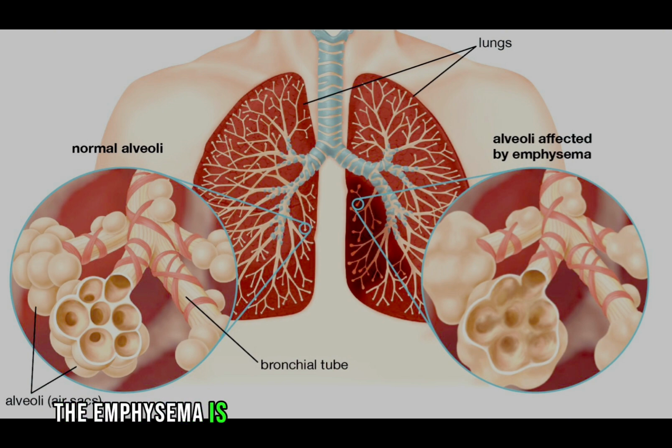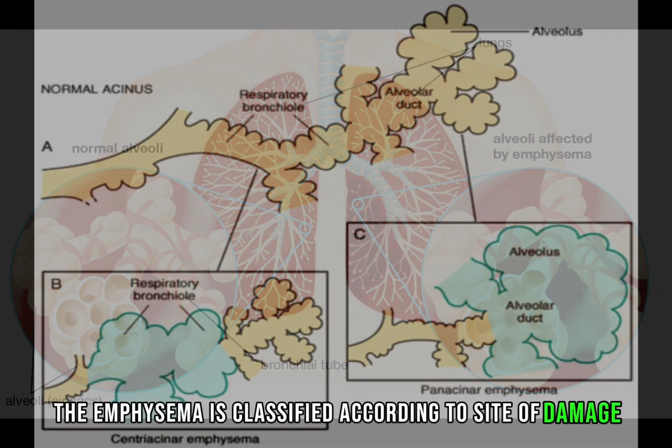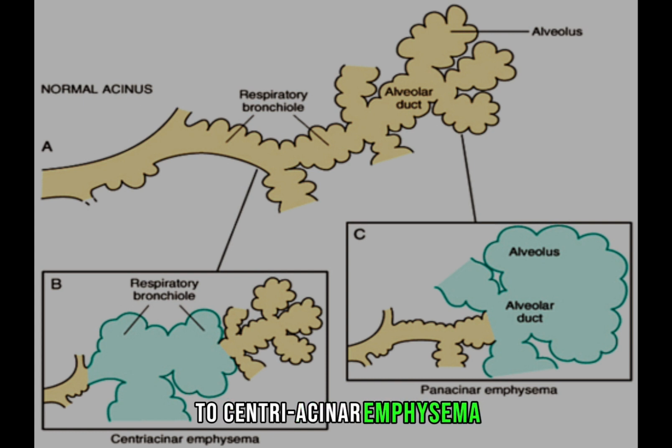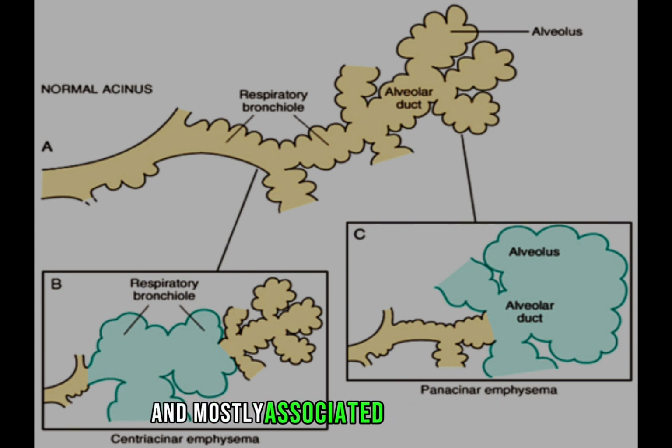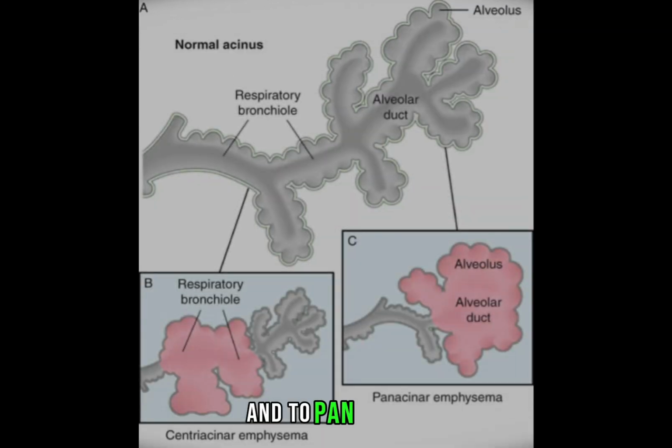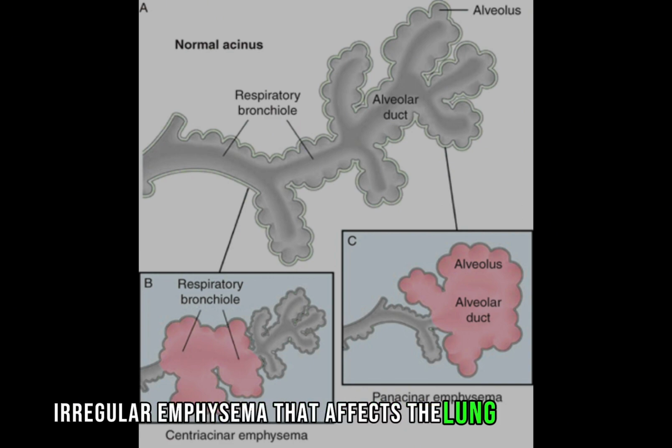Emphysema is classified according to site of damage, to centri-acinar emphysema, that is concentrated around respiratory bronchioles and mostly associated with smoking, and to pan-acinar emphysema, that affects the whole acinus or alveoli, mostly associated with alpha-1 antitrypsin deficiency, and to irregular emphysema, that affects the lung parenchyma.